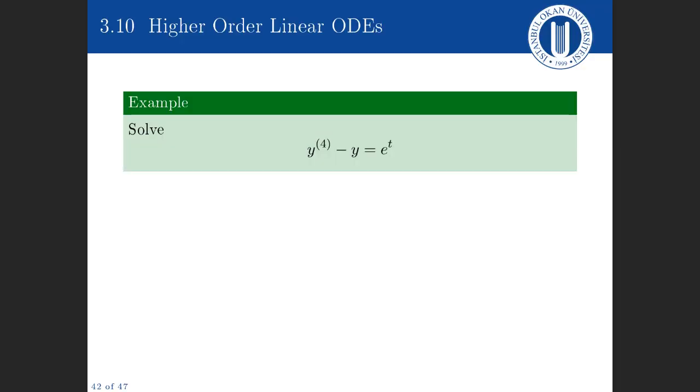Let's do another one. Solve the fourth derivative of y minus y is equal to e to the power of t. Step 1, we're going to find the general solution of the homogeneous equation. Step 2, we're going to find a particular solution to this differential equation using the method of undetermined coefficients. And then step 3, we're going to add those 2 functions together.